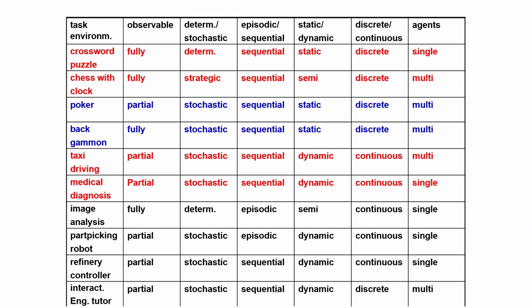As per the final tabular column, this covers each task environment and its observable properties. We have good examples such as crossword puzzle, chess with a clock, poker, backgammon, taxi driving, medical diagnosis, image analysis, part-picking robot, refinery controller, and interactive English tutor. Each of these suits a type of environment, whether fully or partially observable, sequential, deterministic, multi-agent, or single-agent. So we have these types of environments.